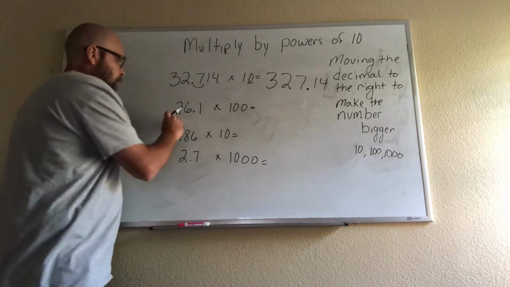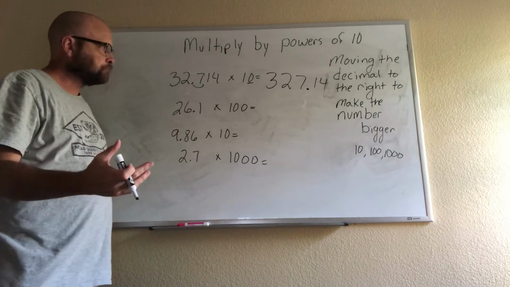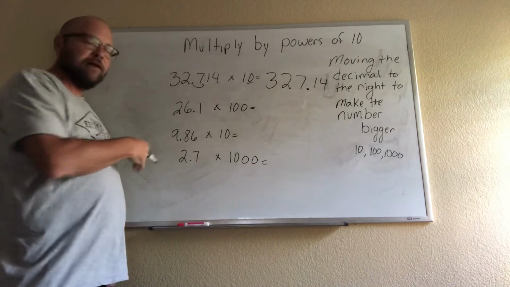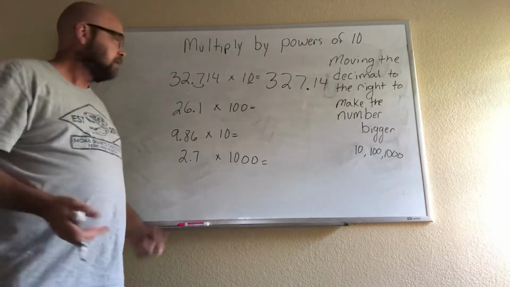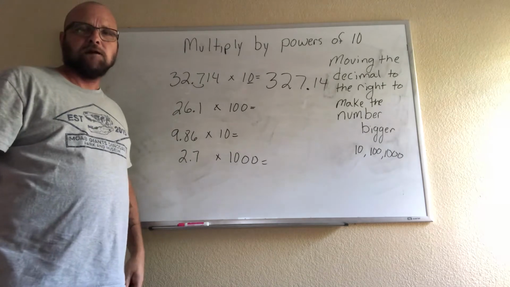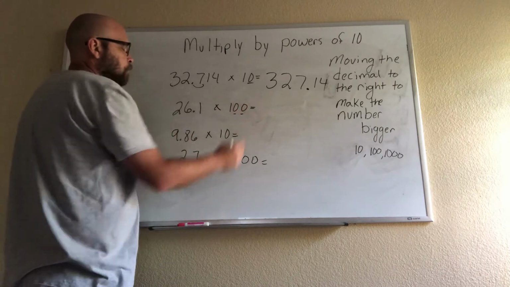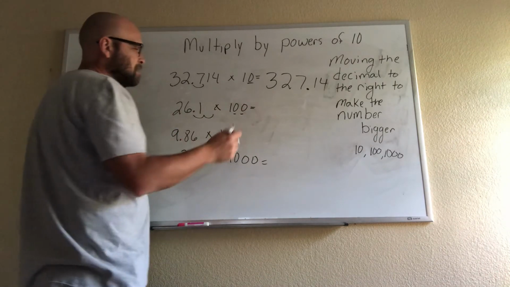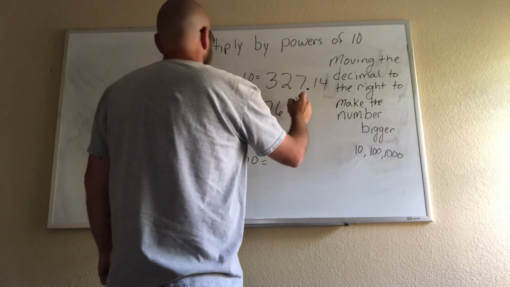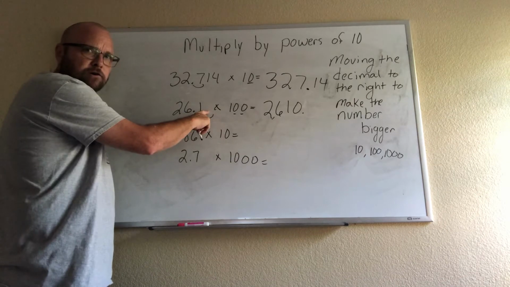Now we're multiplying 26 and 1/10 times 100. If I were to estimate, 26 times 100 is 2,600. So my answer needs to be somewhere around 2,600, because if I just look at the whole number, 26 times 100, I would get 2,600. And if I multiply this by 100, I'm moving the decimal point 2 places to the right, once, twice, 3 times, I made it. We get 2,610. I had to add a 0 here.